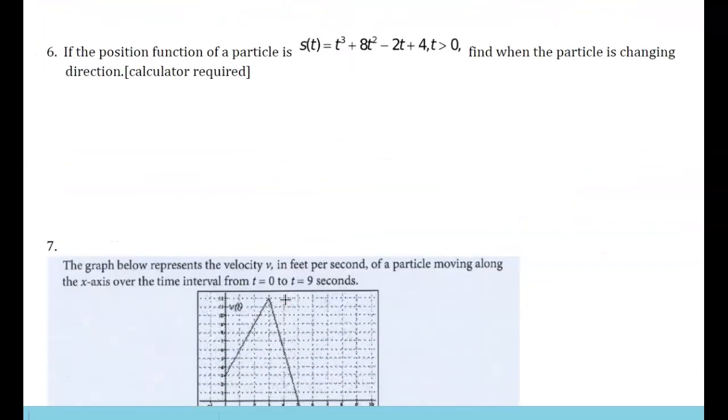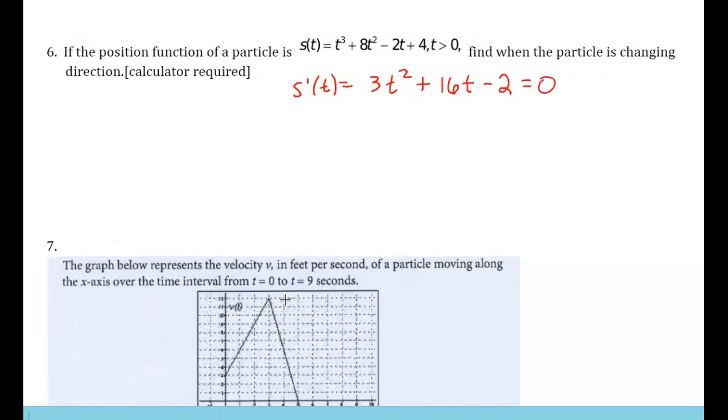All right, number 6, here's my position. Find when the particle is changing directions. Okay, I'm going to have to use a calculator for this, so I'll use one on the internet. So I'm going to take my derivative, and I get 3t squared plus 16t minus 2. And I want to know when that's equal to 0.